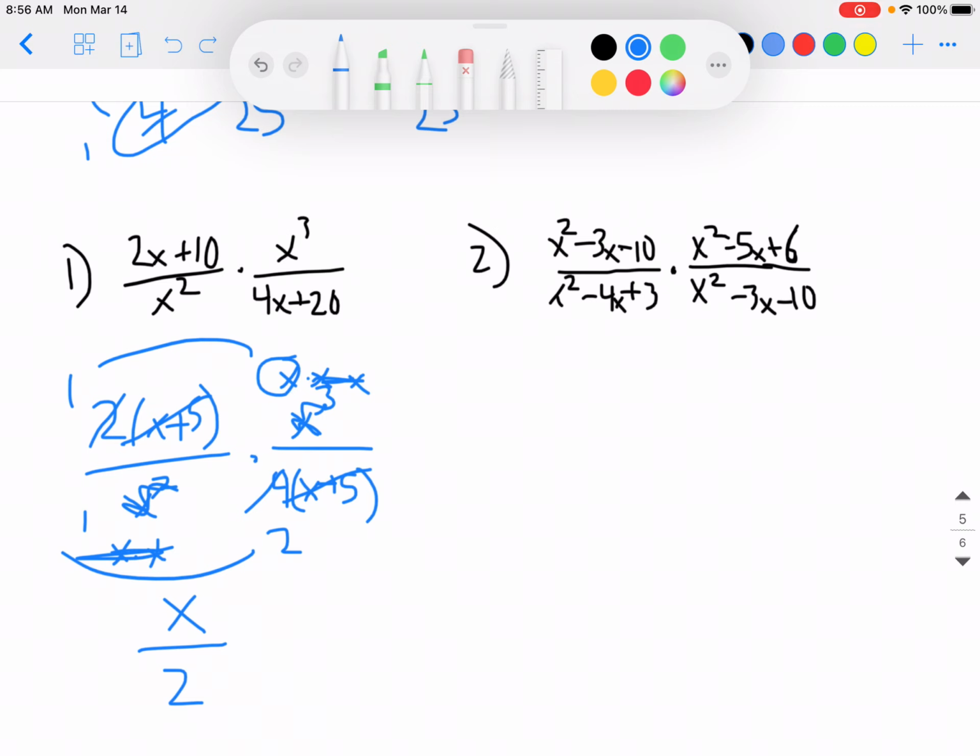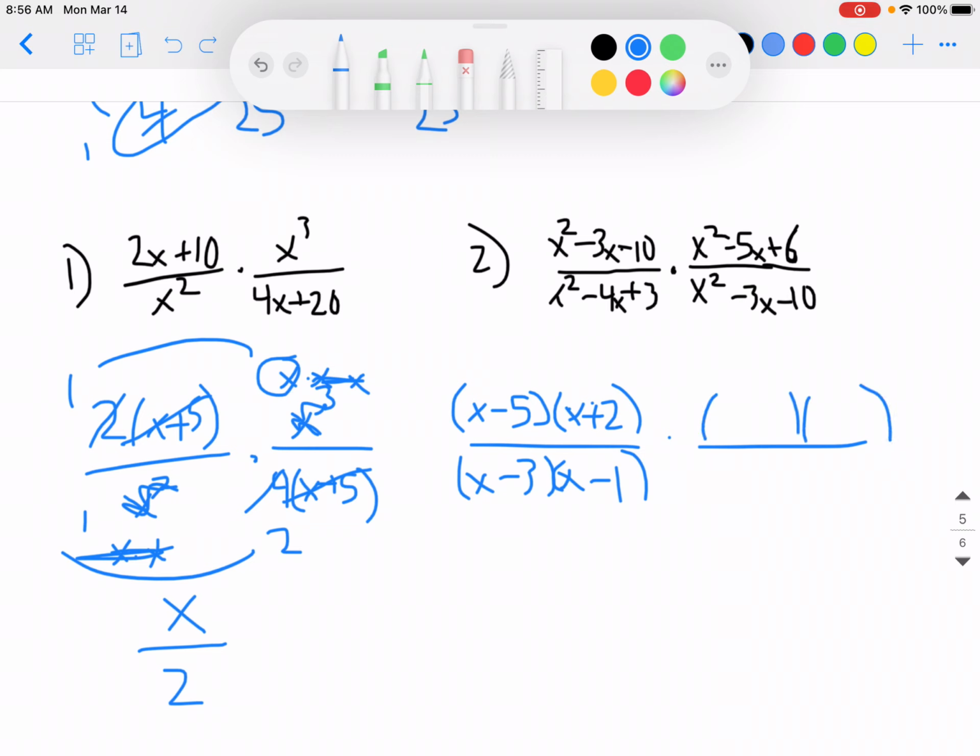Now let's look at one that's a little more complicated. Let's take a look at number 2. Same process though. I'm going to start by factoring it out. So x squared minus 3x minus 10 is going to be x minus 5, x plus 2. The denominator is going to be x minus 3, x minus 1, and then the other one is going to be x minus 3, x minus 2, and then, well, look at this, x minus 5, x plus 2.